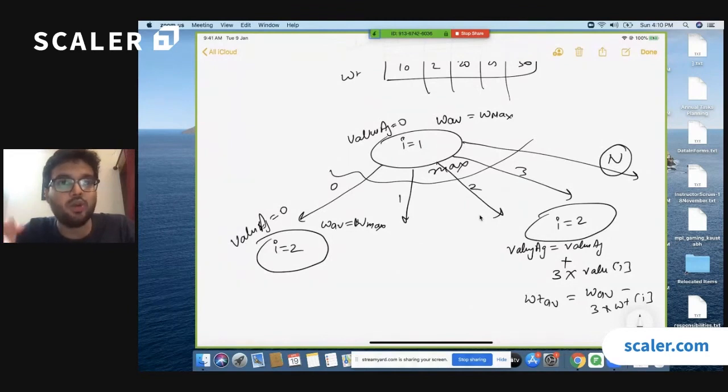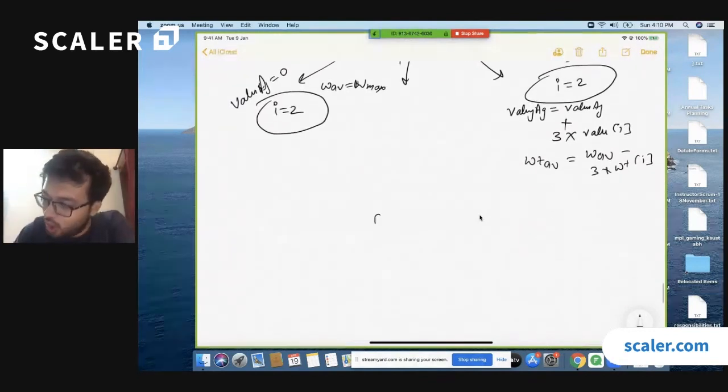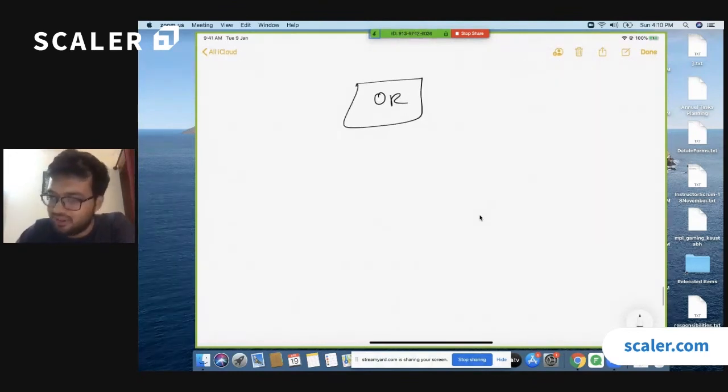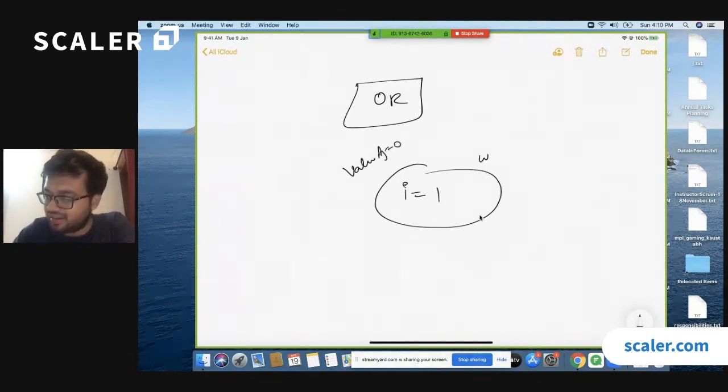Do you want me to look at it in another way as well? Okay, let's look at it in another way. This problem can also be looked at in a different manner. First of all, you take a decision for the first element. Value aggregated at this point in time is 0. The weight available at this point in time is W max, and you're good to go.